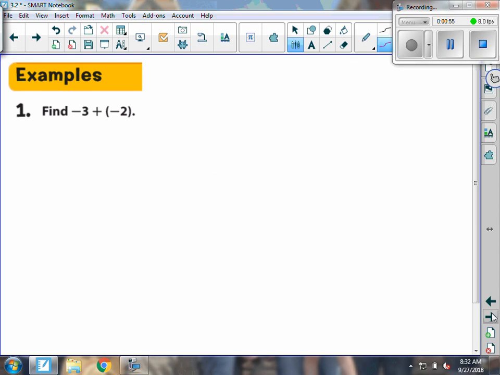So copy this one down. Find -3 plus -2. My signs are the same, I have a negative and a negative, so I'm going to add them together. What's 3 plus 2? That's 5. So -3 plus -2 is -5.